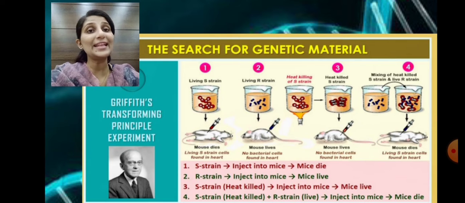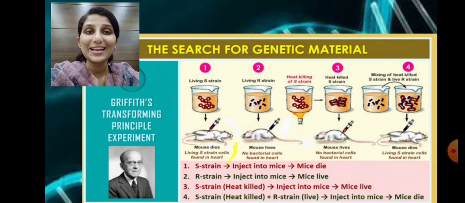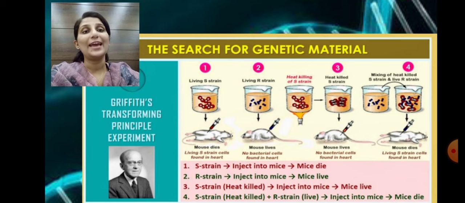So there was a series of steps in the Griffith's transforming principle experiment. In the first step, he injected living S strain bacteria into the mice. And he found that the mice died of what? What does the S strain cause? It causes pneumonia. So the mice died of pneumonia. So in the first step, live S strain was injected into the mice and the mice died of pneumonia.